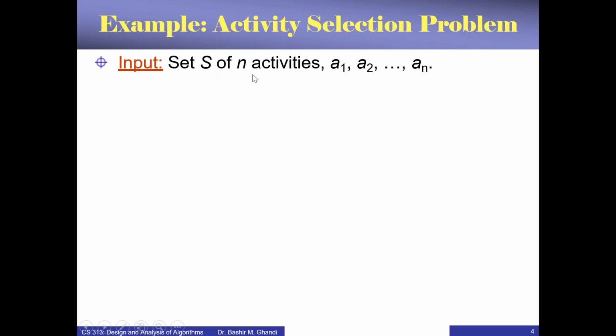Let us specify the problem more clearly. Suppose you have as input a set S of n activities, to be done in a particular place or hall. Let's name the activities A1, A2, and so on until An. Each activity has a starting time and a finishing time. Activity Ai starts at time si and finishes at time fi.